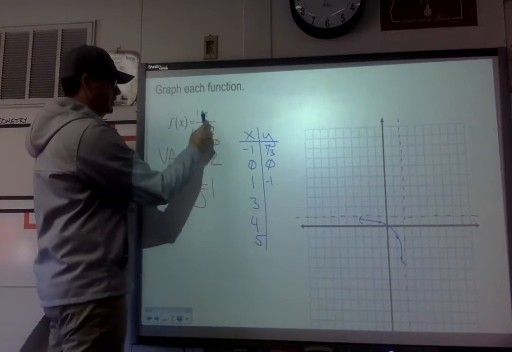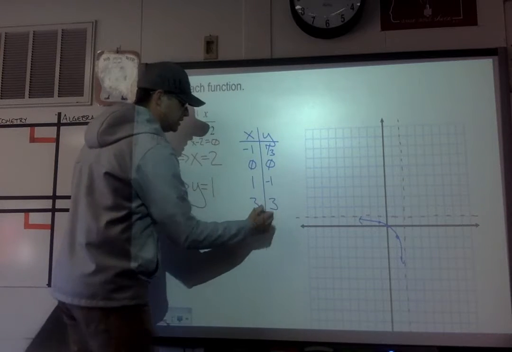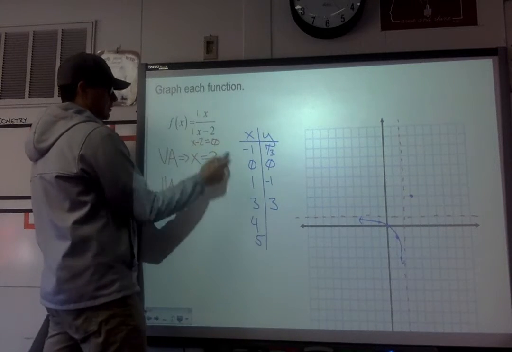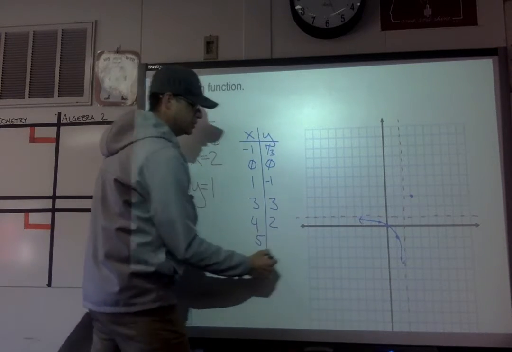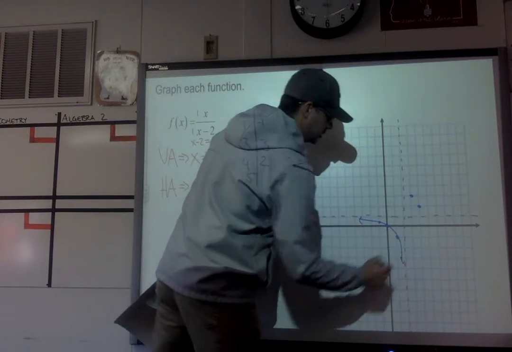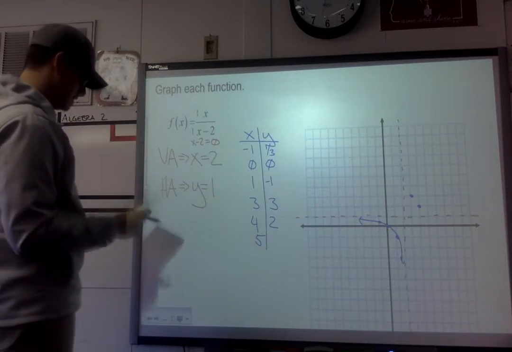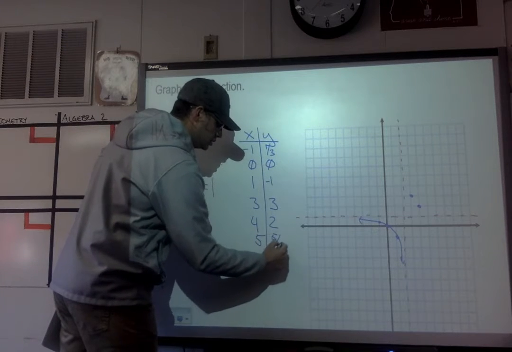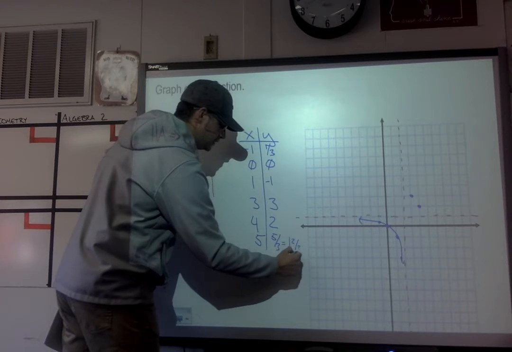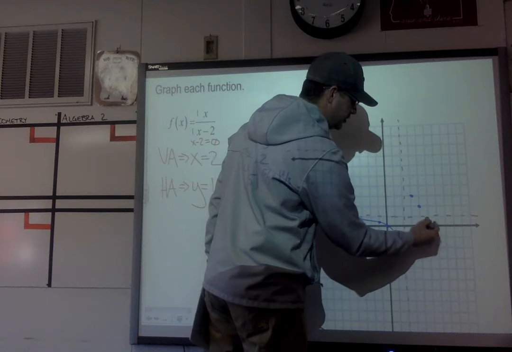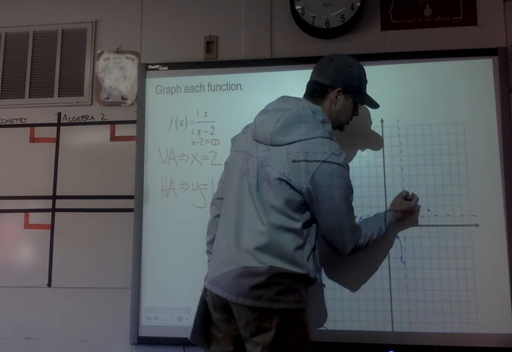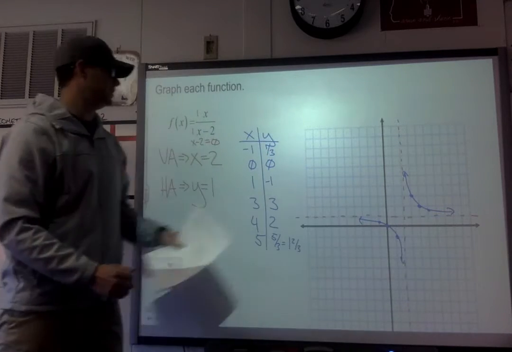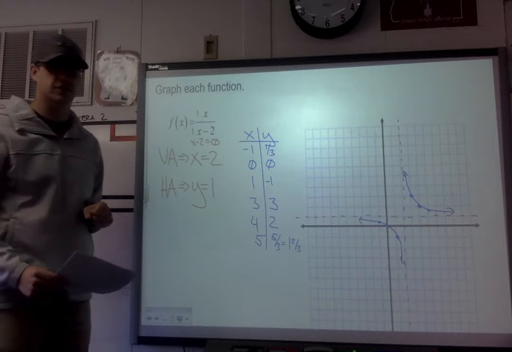To the right, plug in 3, I get 3 over 1, which is 3. So I have a point at 3, 3. Plug in 4, I get 4 over 2, which is 2. So I'm going to have a point there at 4, 2. And then plug in 5, I get 5 over 3, which is 1 2/3. So 5, 1 2/3. So this would be the graph of this rational function.